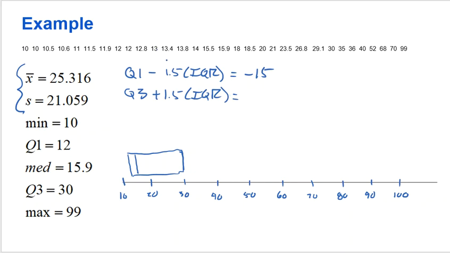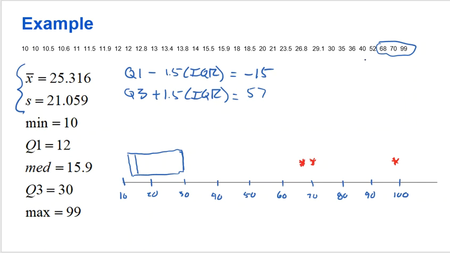So let me just do it real quick to get the math. So it was 30 plus 1.5 times the IQR, which is 18. That was 57. So that's where we said, listen, 68, 70, 99, definitely outliers. So I'm going to go ahead and put some asterisks there. And if you can use different colors, why not, right? So here's 99, right up below 100. 70, that's an outlier. And then 68, which is a little bit below 70, that's an outlier.